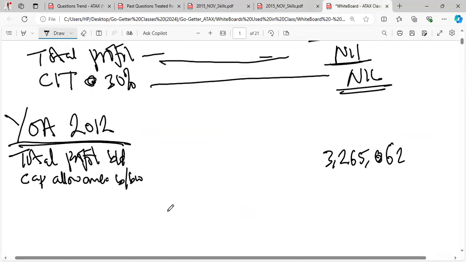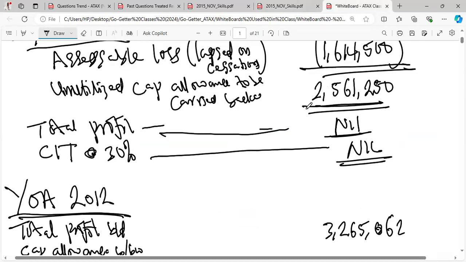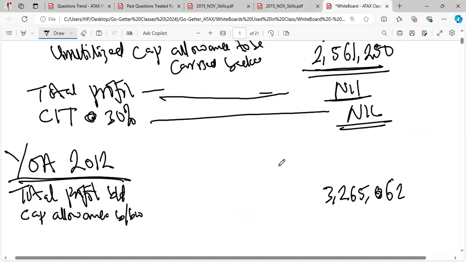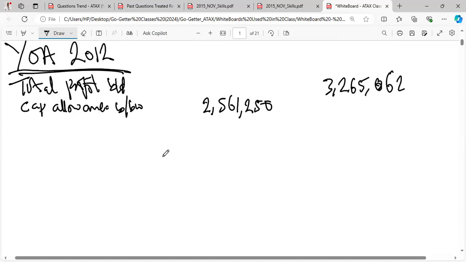So we have capital allowances carried backward. We have it as 2,561,250. I'll write it down here. 2,561,250. So these are your capital allowances that you carried backward. Now, can you claim it? Just a moment.